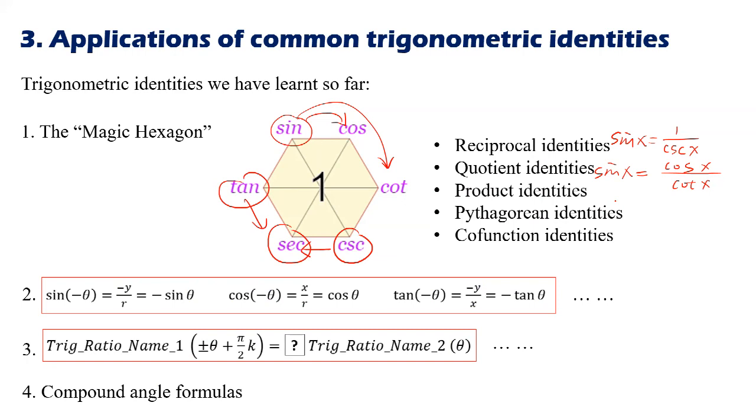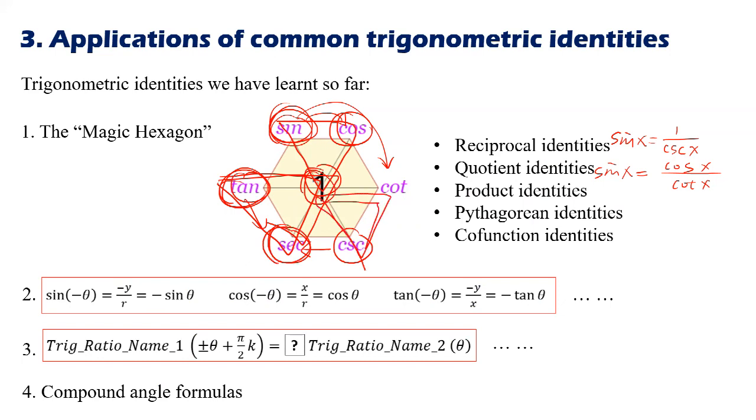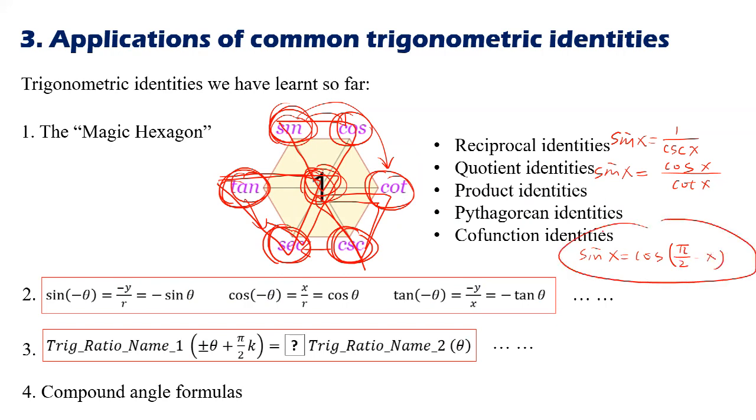Pythagorean identities, such as if you consider these triangles here, sine x squared plus cosine x squared is 1, right? And if you consider the triangle here, tangent squared plus 1 equals secant squared, right? And if you consider this triangle here, you have 1 plus cotangent squared equals cosecant squared, right? Cofunction identity is sine x is cosine of half pi minus x, something like this, right? So all of the basic trigonometric identities can be found in the magic hex.